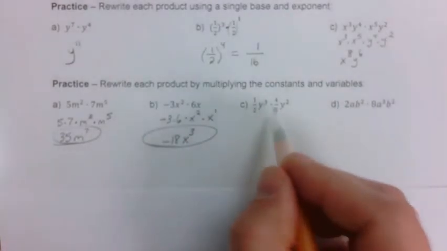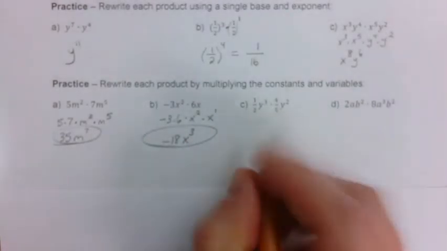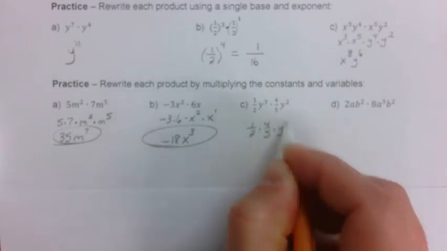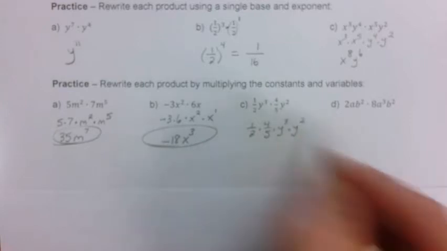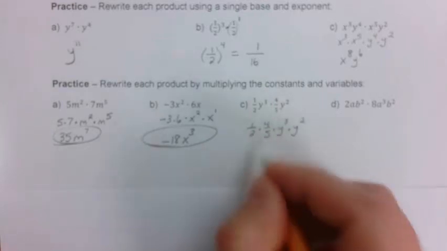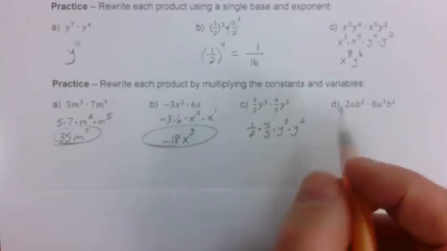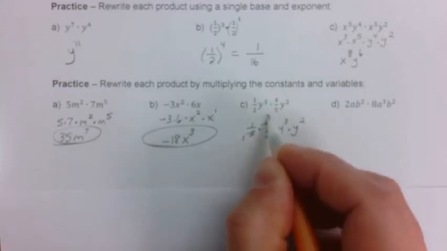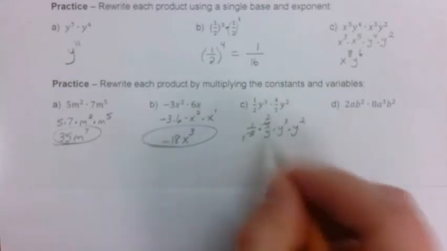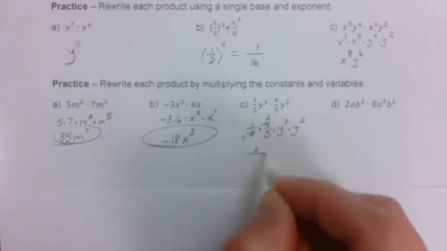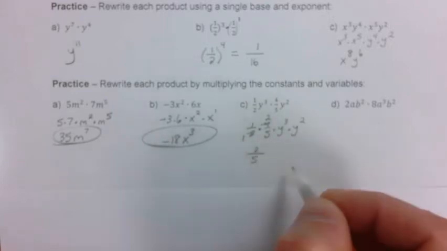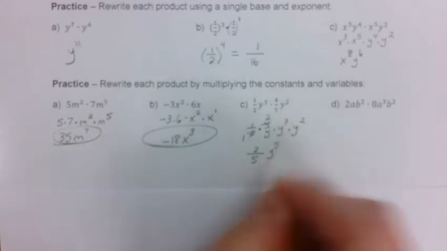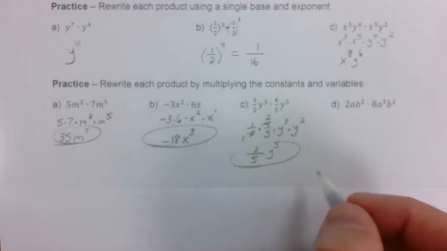1/2 y cubed times 4/5 y squared. I'll get my fractions together, 1/2 times 4/5 times the y's, y cubed times y squared. I have fractions here that I'm going to multiply. Before I multiply, though, I'm going to simplify the 2 and the 4. 2 goes into itself once and into 4 twice. No other simplifying can be done. 1 times 2 is 2. 1 times 5 is 5, so we get 2/5. And then y to the third times y to the second is y to the fifth power. So we have 2/5 y to the fifth.